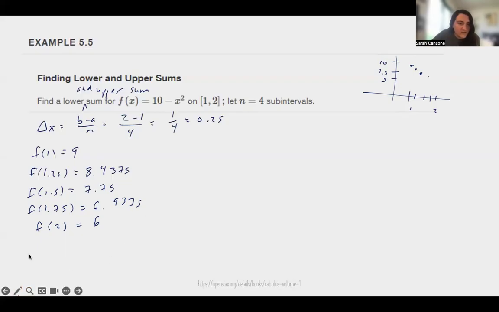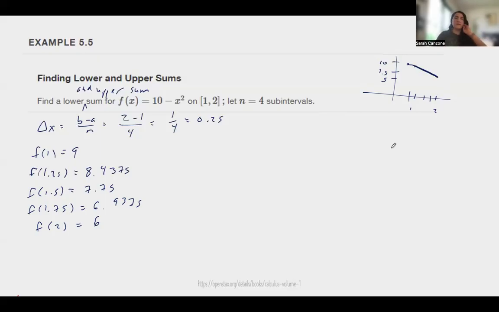My graph is not looking too accurate. Let me just redo this. It should be a little bit more of a gentle curve. So it should be like this, like this, like this, like this, and then like this. And when you connect them, it's just kind of like a gentle curve going down like this. So that's a curve that we're trying to approximate the area of.